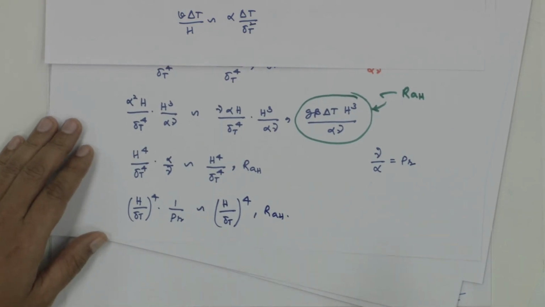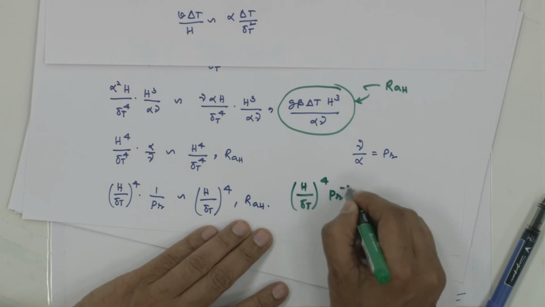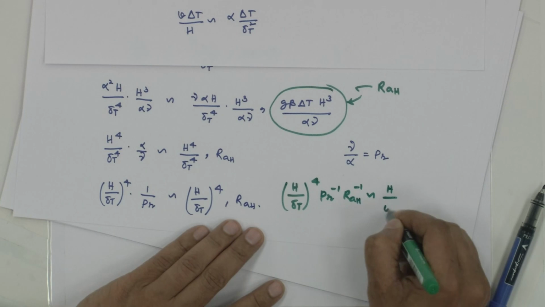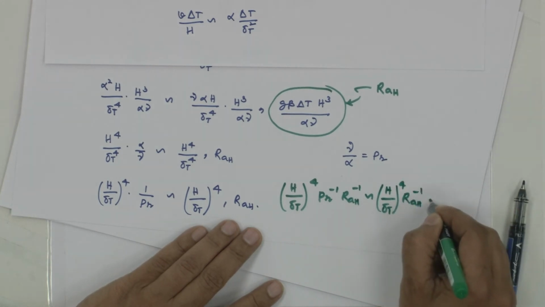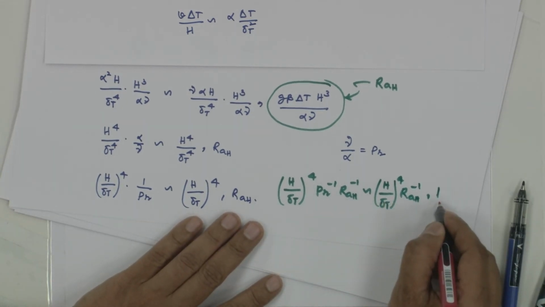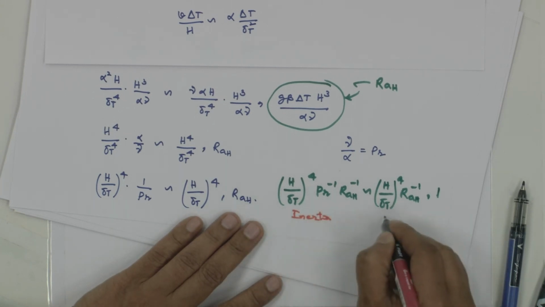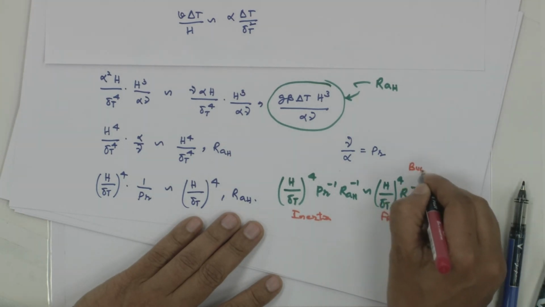Okay. So if I divide throughout by Rayleigh number, I get h by delta t to the power of 4, Prandtl to the power of minus 1, Rayleigh number to the power of minus 1, is of the order of h by delta t to the power of 4, Rayleigh number to the power of minus 1, comma 1. Why did I do that? Because buoyancy is essential, so I made it 1. I cannot neglect it. So this is inertia, this is friction, this is buoyancy.